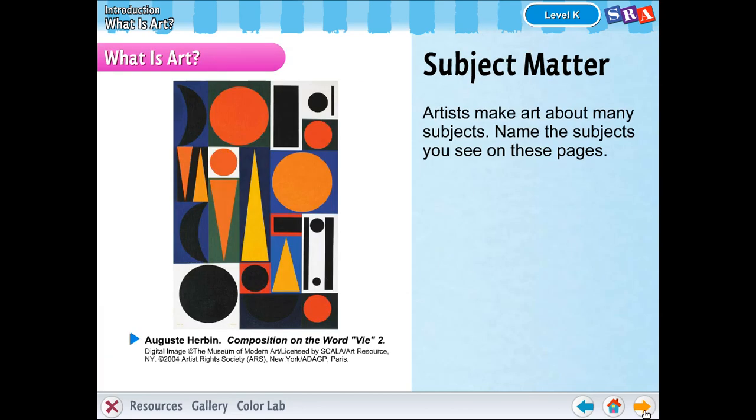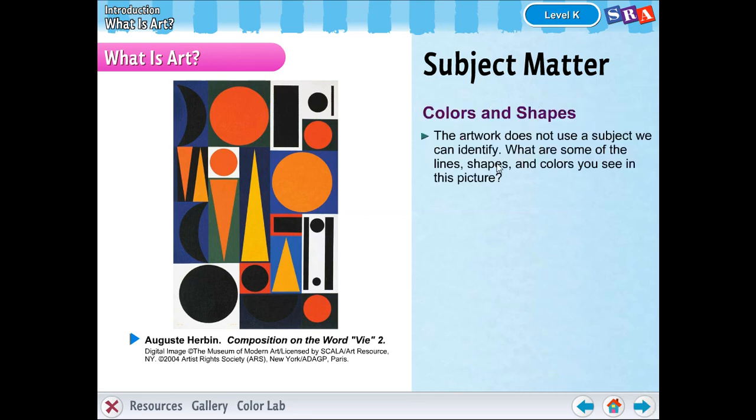Now, let's talk about subject matter. Artists make art about a lot of different subjects. Name the subjects you see on these pages. This is a really cool picture. It looks like it's nothing but patterns. On this one, this artwork does not use a subject that you can identify. When you first look at this, it doesn't really look like anything. It's really just a bunch of shapes. What are some of these lines and shapes and colors that you see in this picture?